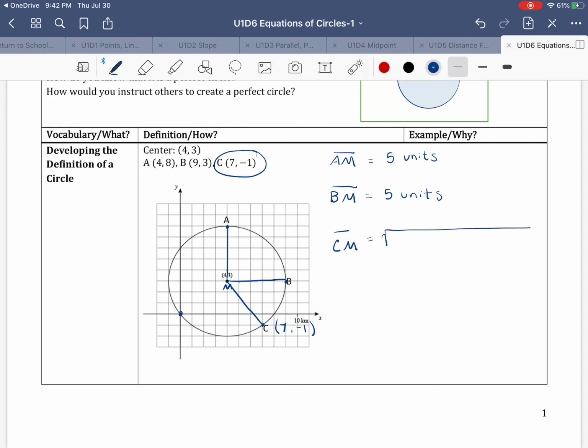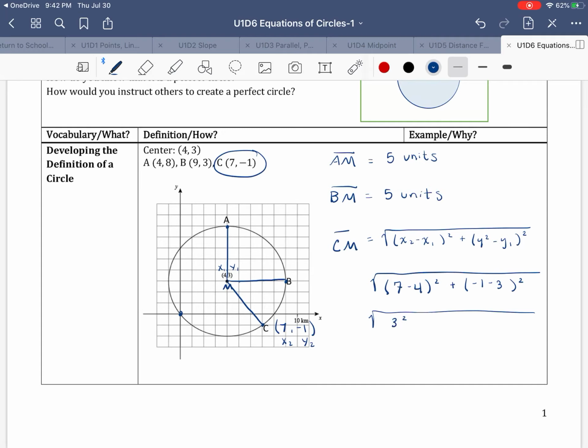So if we're doing CM, we're going to use the square root of x2 minus x1 squared plus y2 minus y1 squared. All right, and then we're going to label this one as our x1, y1, x2, y2, and let's plug in our values here. 7 minus 4 squared plus -1 minus 3 squared. We know that gives us 3 squared plus -4 squared, 9 plus 16, square root of 25, which is a perfect square, and we get 5.